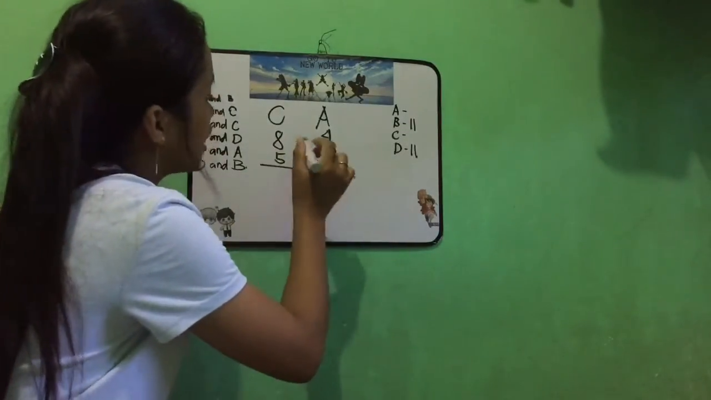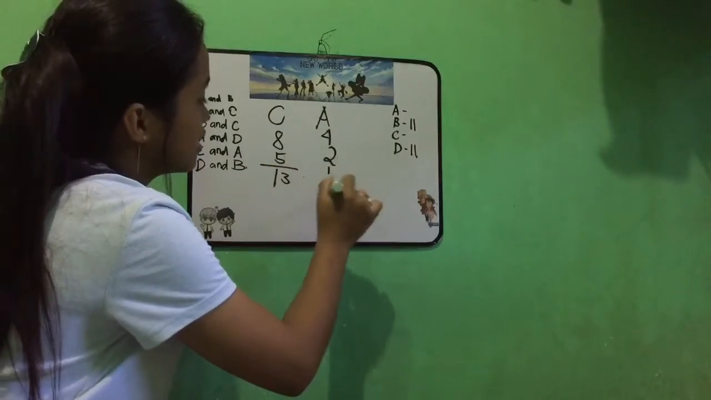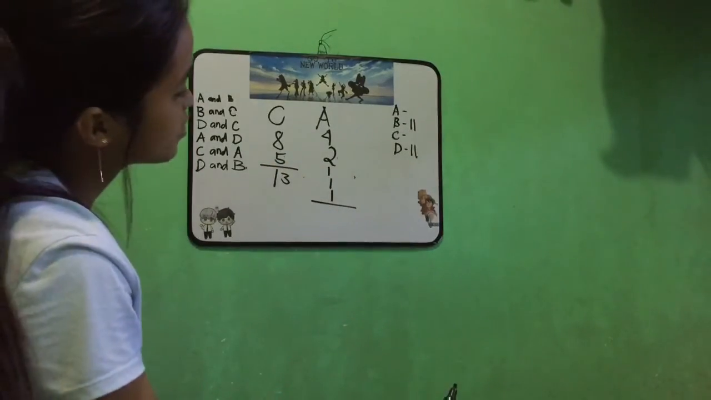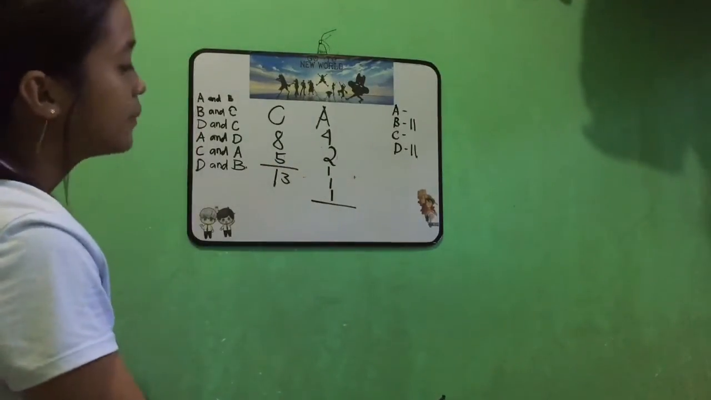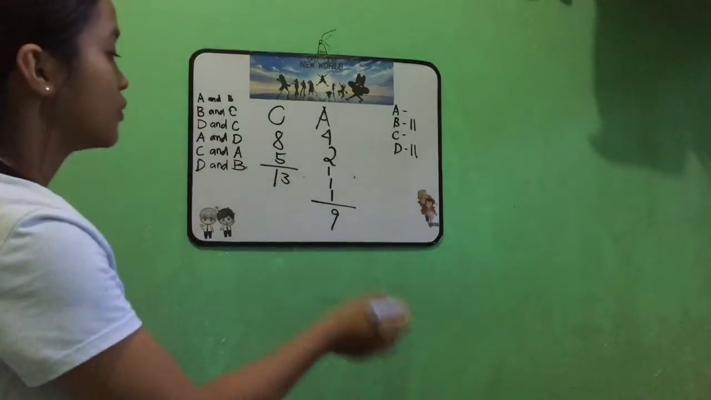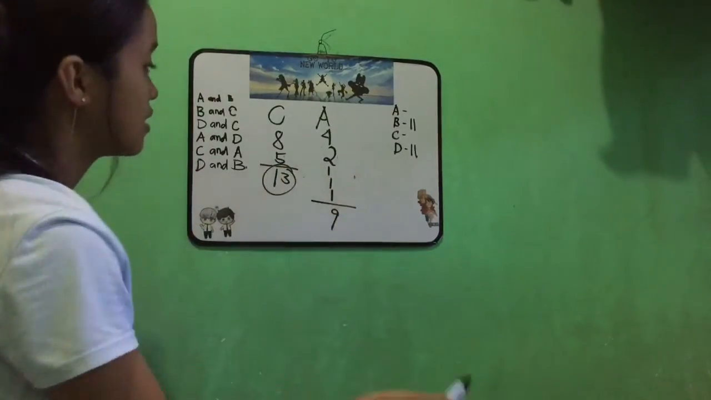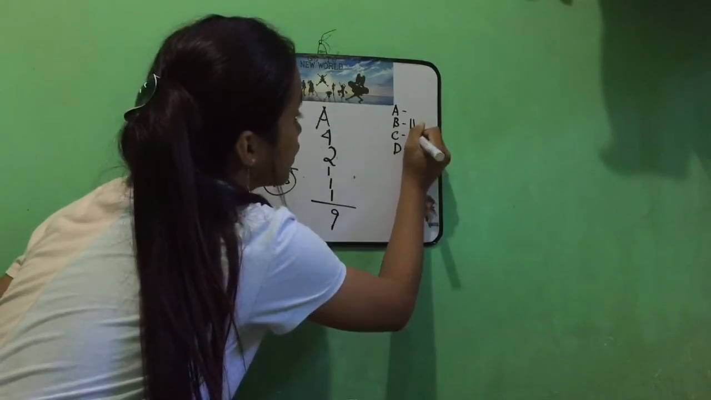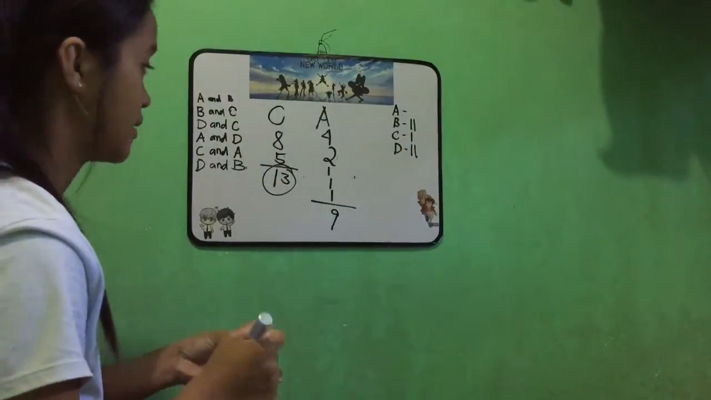Let's sum it all up. 8 plus 5 equals 13. 4 plus 2 equals 6. Plus 1, 7. Plus 1, 8. Plus 1 equals 9. So the winner is C. Let's put 1 point to C.